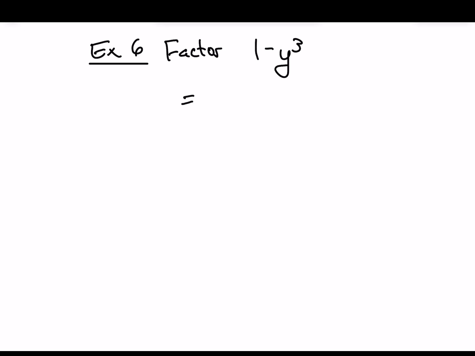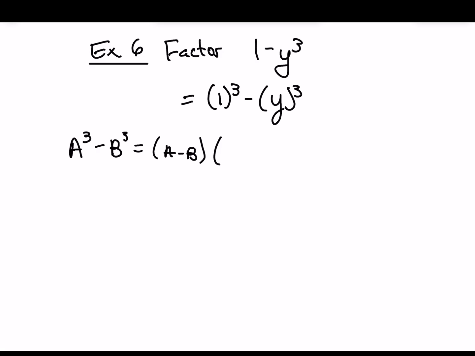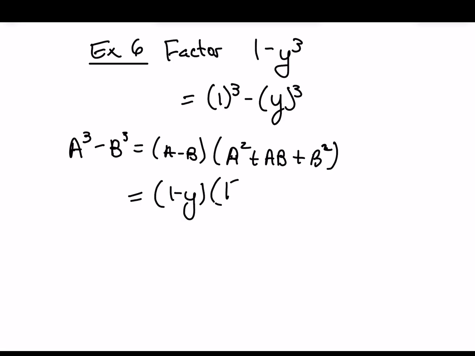Example 6, we want to factor 1 minus y cubed. Is this a difference of cubes? Well, we can rewrite this as 1 cubed minus y quantity cubed. So it is a difference of cubes. Let's remember the formula for that. That's a cubed minus b cubed. And that's going to have the same sign, which is a minus b, times a squared, opposite sign, plus ab, plus b squared. That one's always positive.